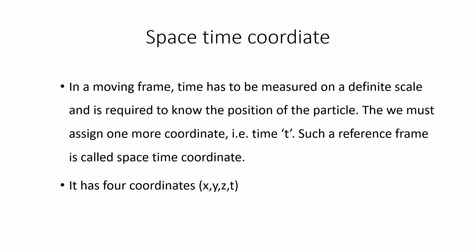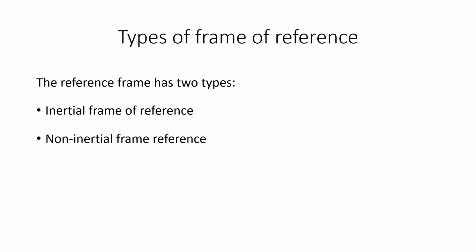Here you can see that there are four coordinates x, y, z, and t that define the space-time coordinate system, and that is used for the formation of the inertial frame of reference regarding the frame in motion. Now, according to the frame of reference definition and the space-time coordinate definition, we can say that there are two types of frames of reference. The first one is the inertial frame of reference, and the second is the non-inertial frame of reference.